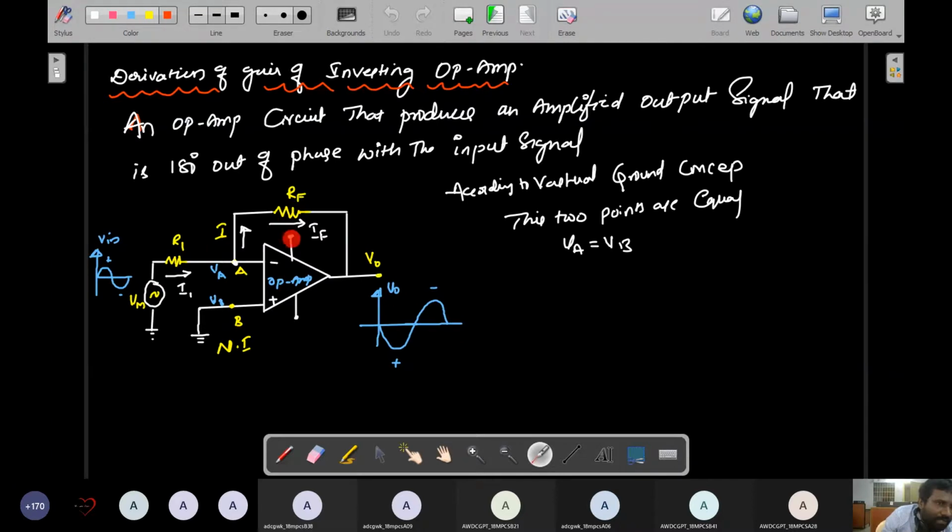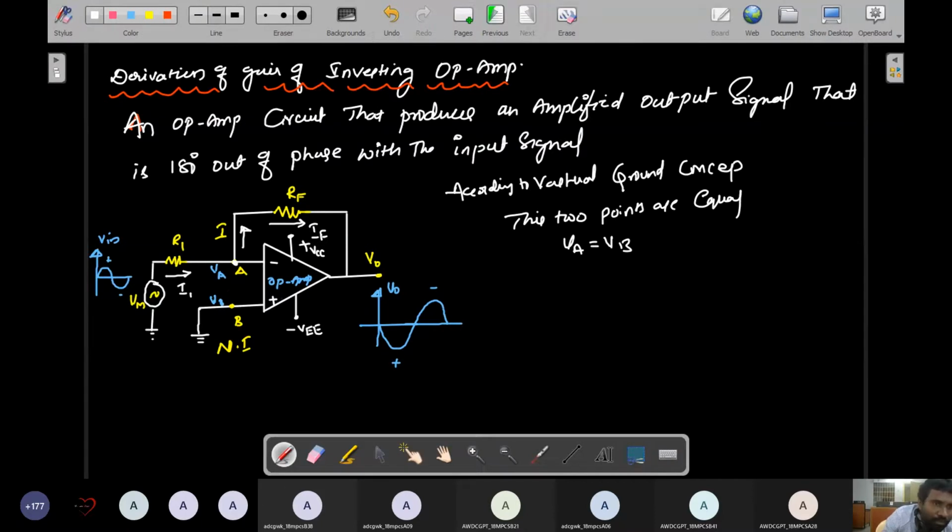And these two are nothing but power supplies: positive VCC and negative VEE. These power supplies are a dual power supply, and the dual power supply will give balanced voltage to this operational amplifier.